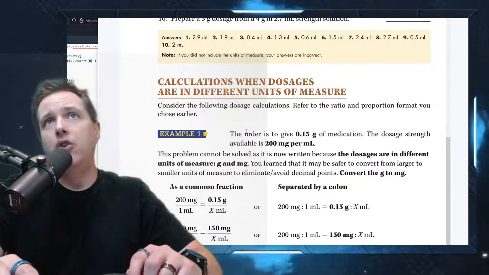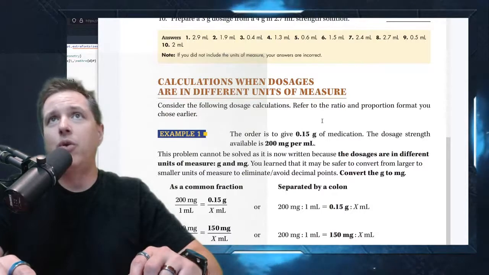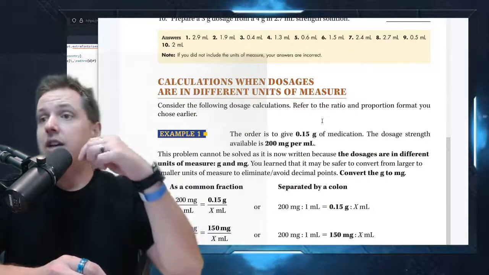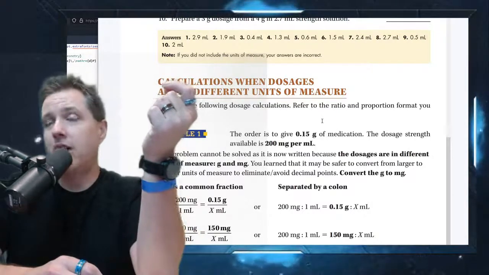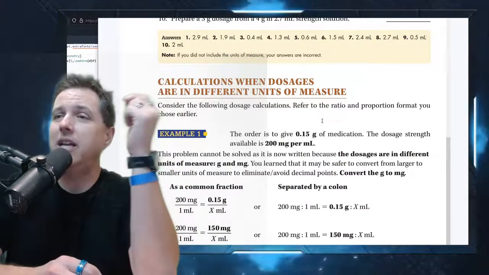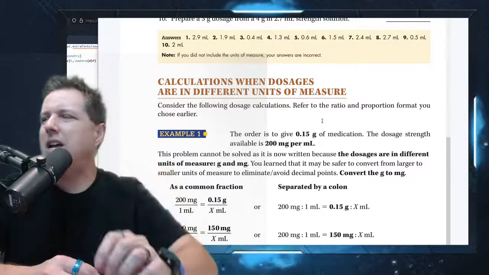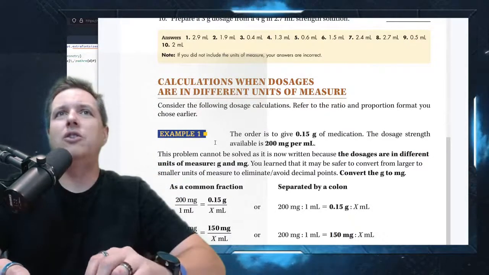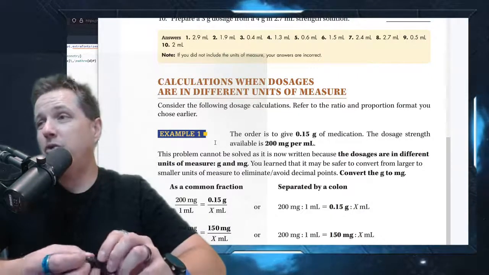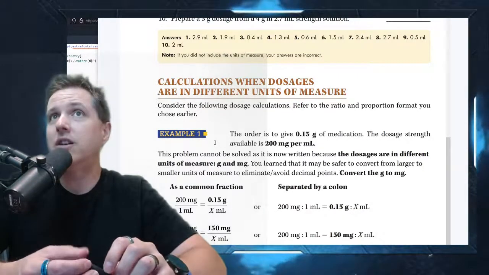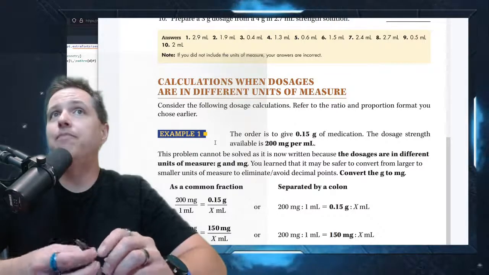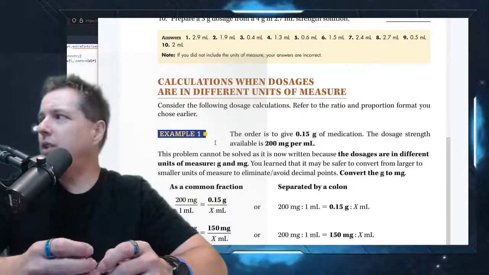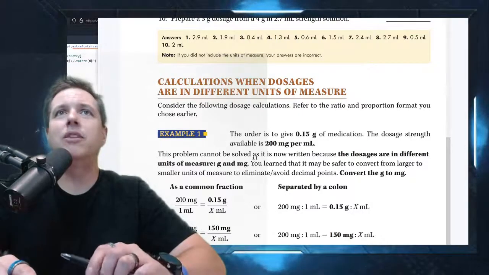So you might be given an order to give 0.15 grams of a medication, but the dosage strength is expressed in milligrams, 200 milligrams per milliliter. And then you're like, wait, I've got grams here and milligrams over here. What can I do? Well, the answer is you convert one using those metric conversions that we dealt with. Was it the first chapter where we did the metric system?